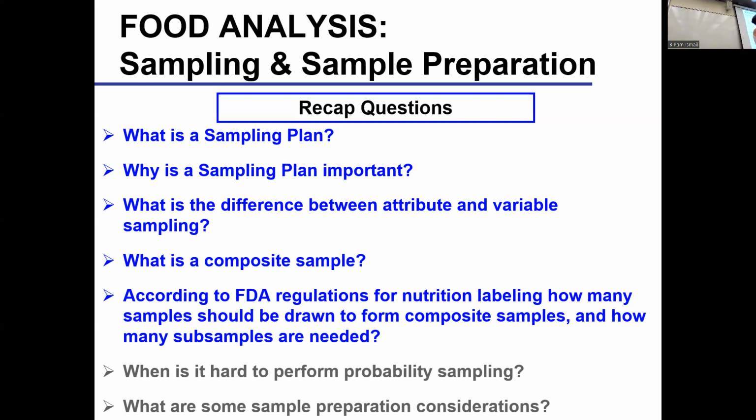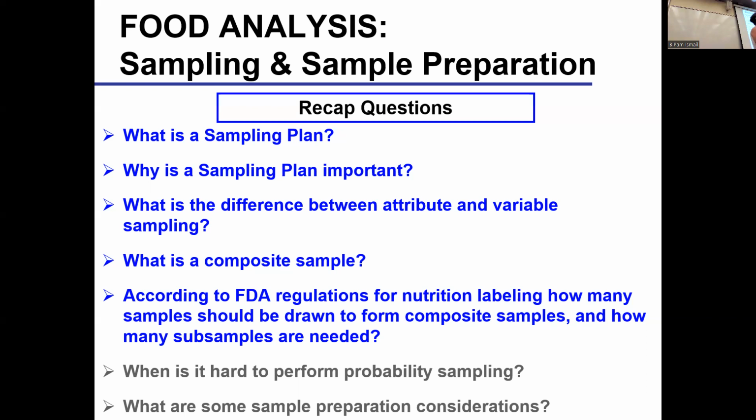Attribute sampling would be testing for the existence or non-existence of a certain thing. Variable sampling is testing for the levels of it. So say you wanted to test if a chocolate bar had salmonella or not, that would be attribute sampling. But if you wanted to check the level of salmonella in the chicken, that would be variable sampling.